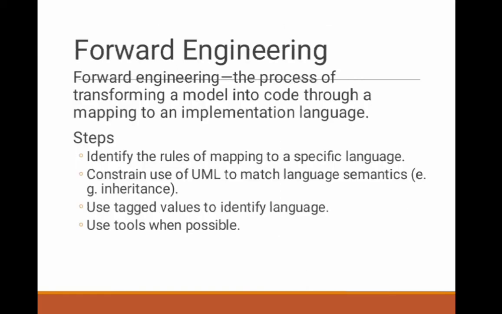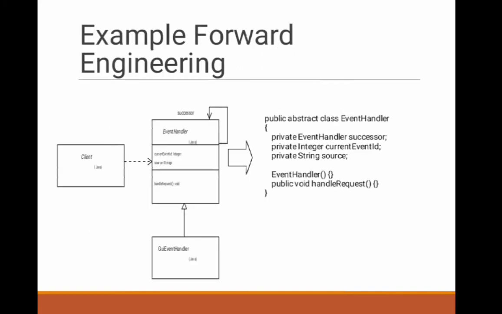Forward engineering. Forward engineering is the process of transforming a model into code through a mapping. This is called forward engineering. The steps included: identify the rules of mapping to a specific language, which constrain the UML to match the language semantics, like inheritance. It also uses tagged values to identify the language, and uses tools when possible. For example, here is the model and it is converted into code. This is called forward engineering.